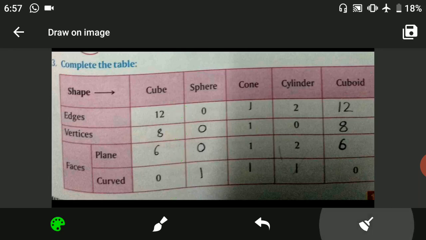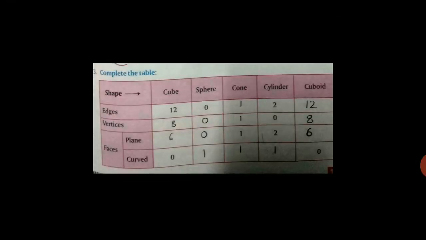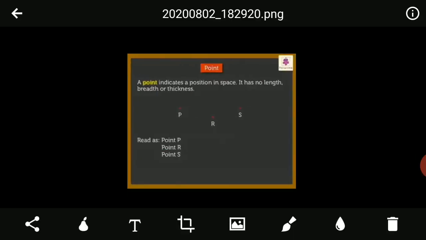Now we do sphere. Sphere has how many edges? 0. Vertices? 0. Plane faces? 0. And curve face only 1. Now cone. How many edges is it having? 1. Vertices? 1. Plane faces? 1. And curve face? 1. Already explained to you how. Cylinder has how many edges? 2. Vertices? 0. Plane faces? 2. And curve face only 1. Cuboid, same like cube, 12 edges, 8 vertices and 6 plane faces. Clear, students? Now we do what is a point.